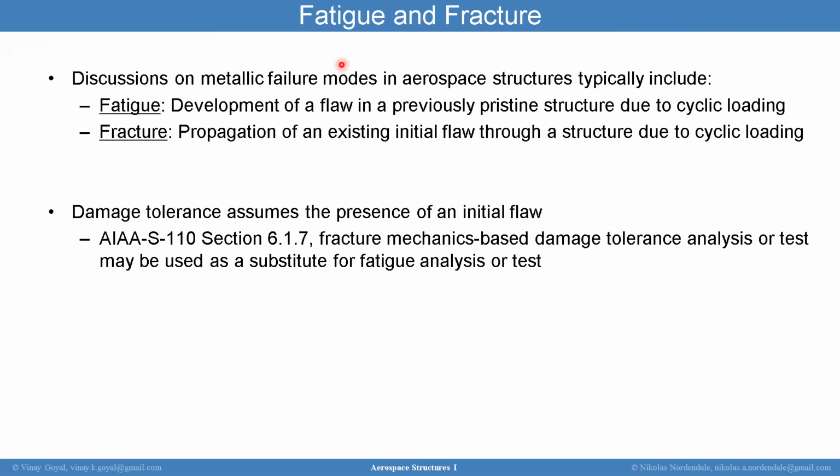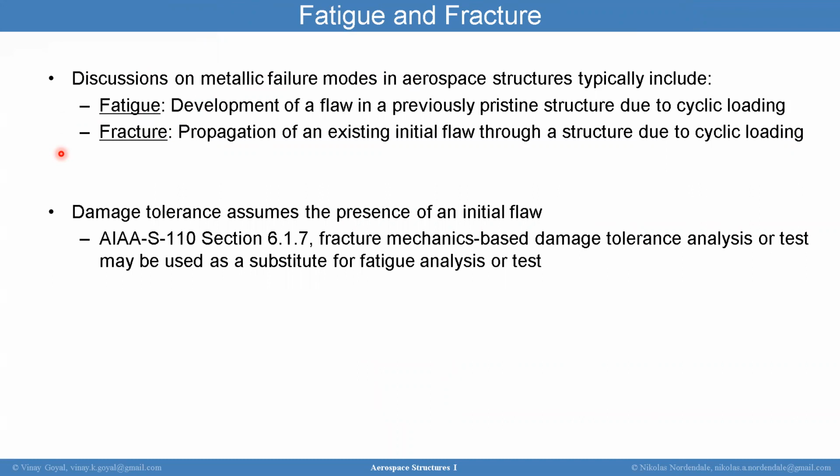Fatigue and fracture is very important too. I want to give a very top level view because in the second portion of this course, we discuss these things. The discussion of metallic failure modes in aerospace structures typically includes fatigue, which is the development of a flaw in a previously pristine structure due to cyclic loading. You also have fracture, which is propagation of an existing flaw through a structure due to cyclic loading.